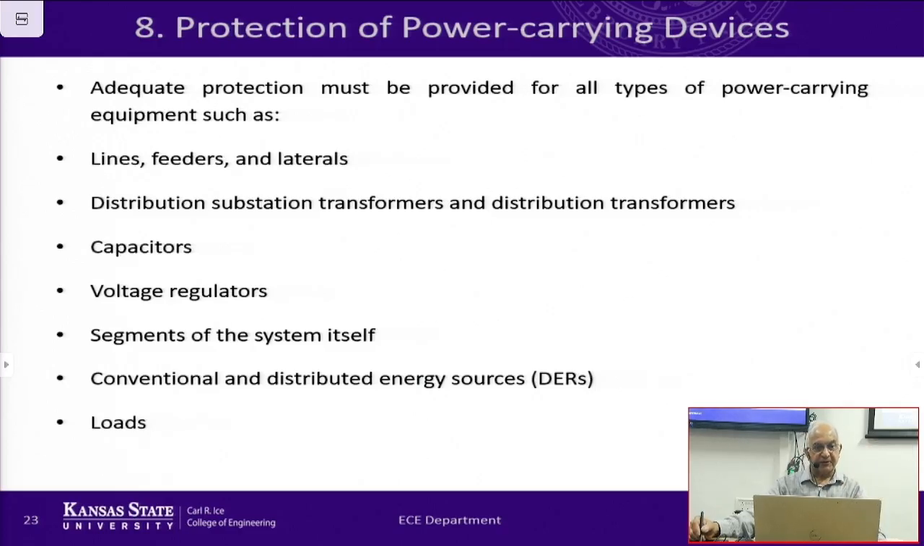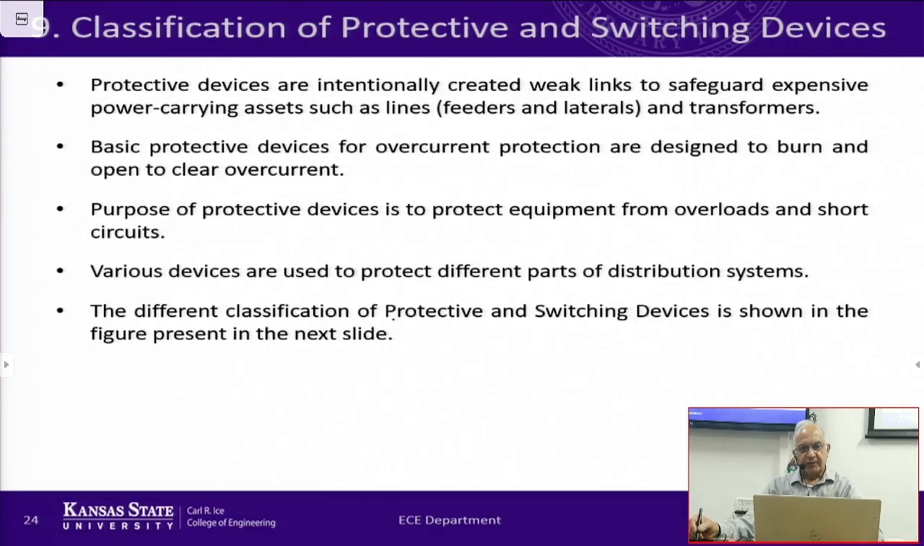But the distribution system protection includes protection of everything. There are capacitors in the system, voltage regulators, and segments of the system itself. And in addition to that, we are talking about distributed energy resources. So they have also to be protected, and of course the loads have to be protected. So we have different types of equipment and devices available for protection.